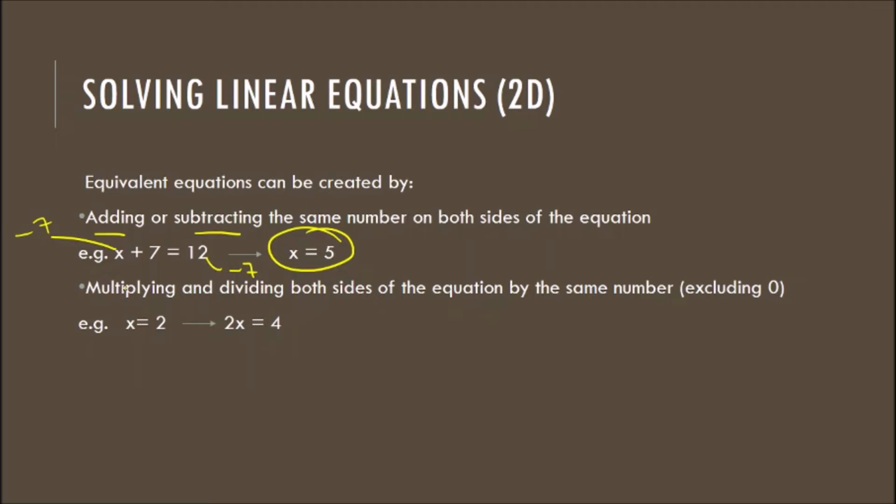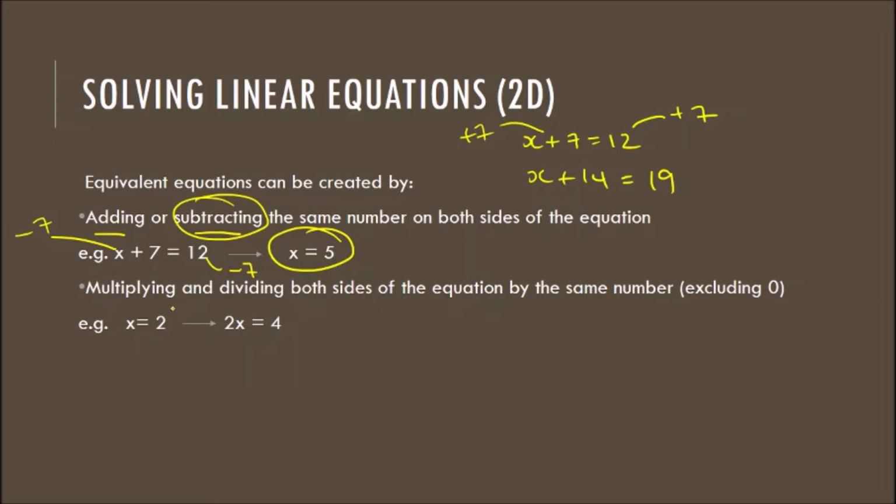So another way you can create equivalent equations, now this one's an example of subtracting, but I could add 7 and it could be the same. Let's say we did x plus 7 equals 12, and I wanted to add 7 to both sides. So it'd be x plus 14 equals 19. That would still be an equivalent equation there.